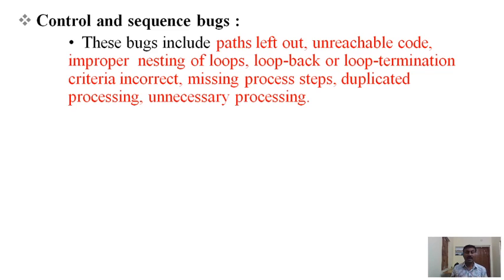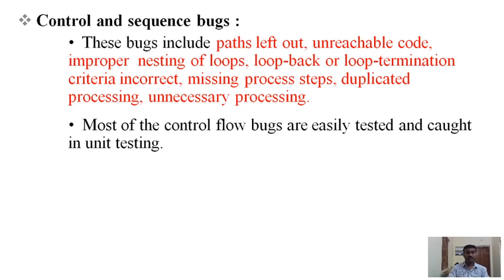are missing, any control statements are not working in a proper manner, or the sequence is not correct, then control and sequence bugs arise. Most of the control flow bugs are easily tested and caught in unit testing. So in unit testing itself, we can find most of the control bugs. Control and sequence bugs arise due to the incorrect implementation of control statements, loop statements, or any sequences. So this is the concept of control and sequence bugs.